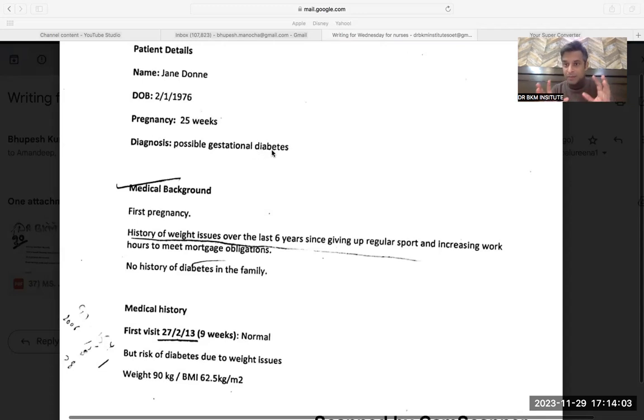Now, this is the main thing. The patient is 25 weeks pregnant, having a possibility of gestational diabetes. That means she is suspected with gestational diabetes. That is why she is being referred to you for the confirmation of glucose level, because she is suspected, as well as to teach her how to measure the glucose levels and to check whether she needs insulin injection or not. This is my data selection.